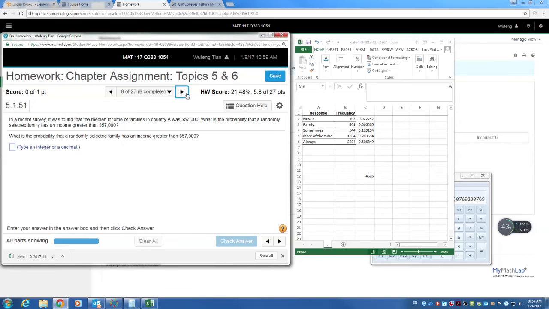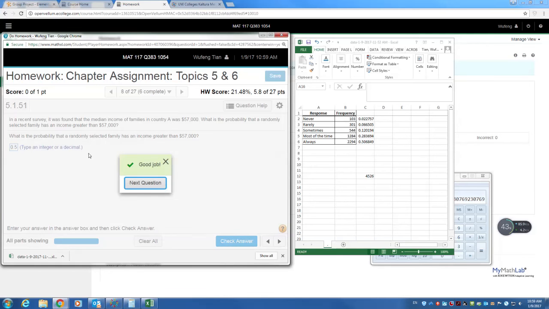Let me see the next one. A recent survey found the median income of a family is a certain amount. What's the probability that a randomly selected family has an income greater than that? If it's the median, 50% is less than this number and 50% is more than this number. So the probability is going to be 0.5.